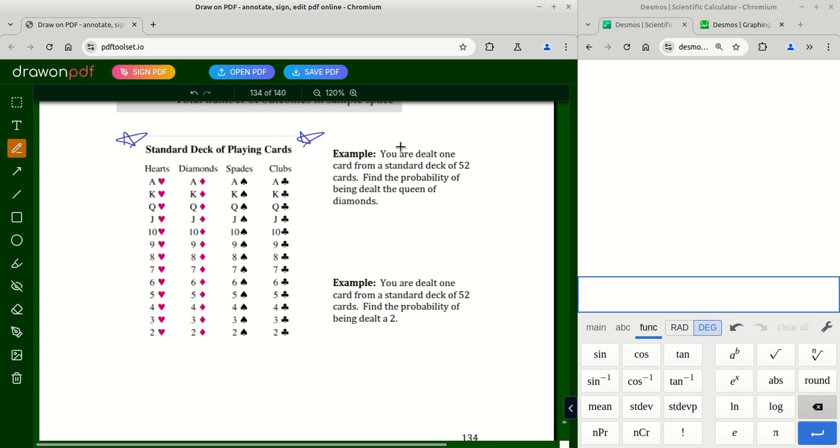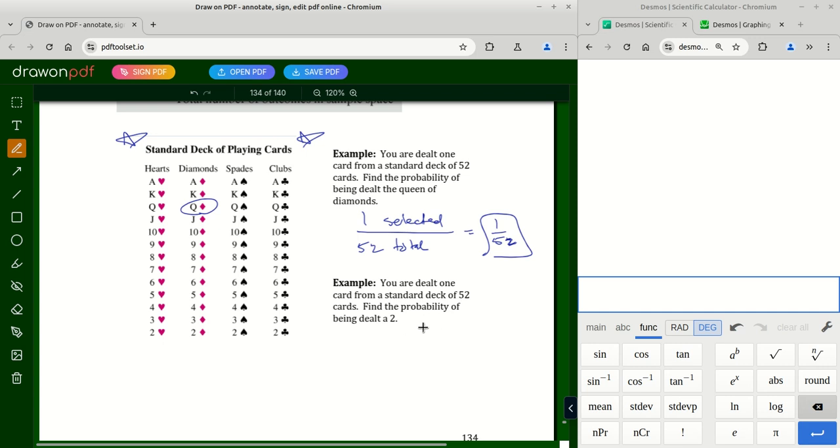So it says 52 card deck, and you're dealt Queen of Diamonds. Queen of Diamonds. How many did I select? 1 selected. How many total? 52 total. And that's your answer, 1 out of 52. They want fractions, if at all possible. If they give you decimals, then you can use decimals.